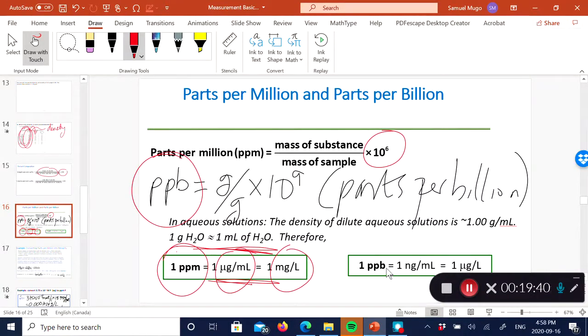On the other hand, parts per billion in mass by volume is nanograms per mL, or micrograms per liter. So take note of those definitions of parts per million and parts per billion, which are very, very common in analytical chemistry.